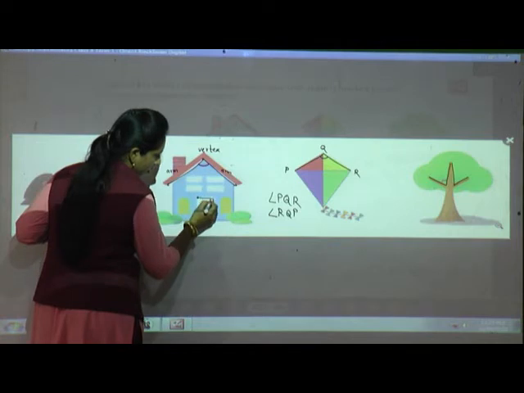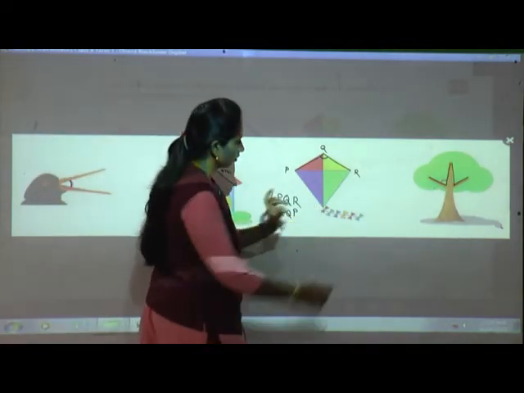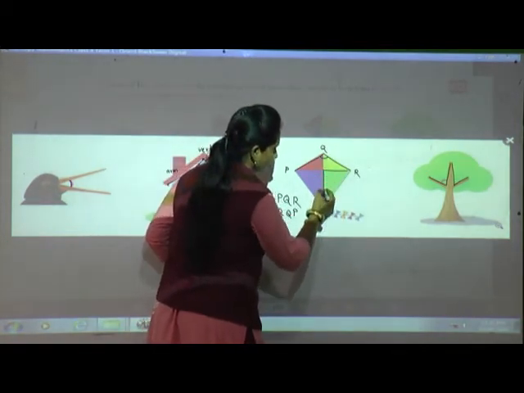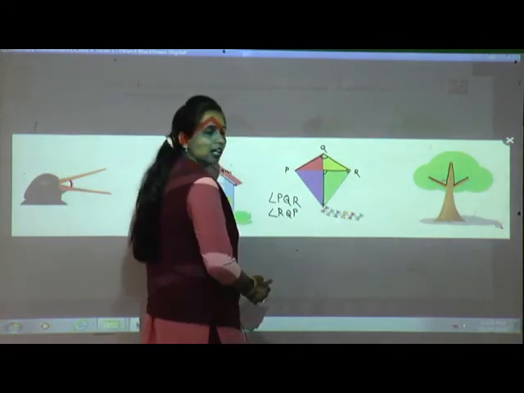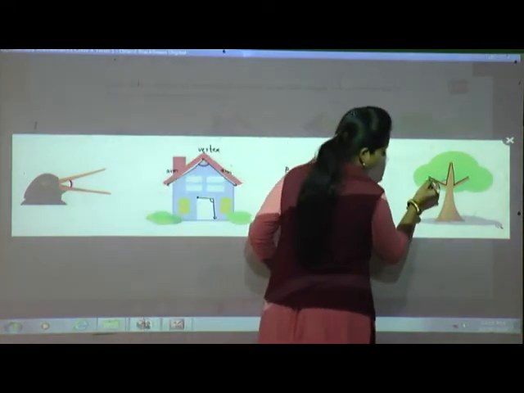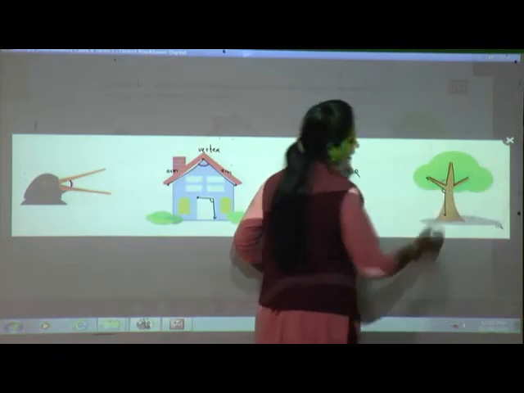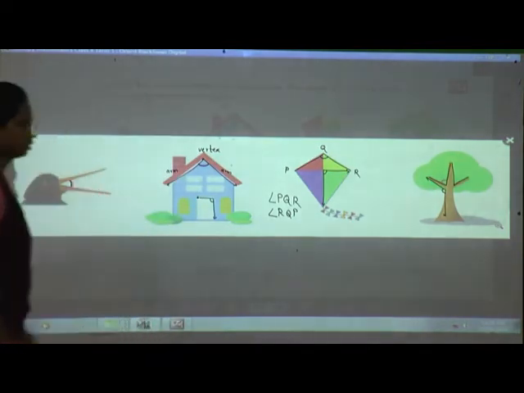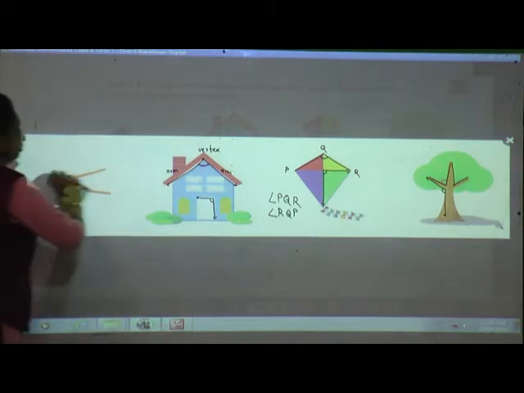This is also an angle, isn't it? Now here, can you observe? See, we can form one here also in this way, isn't it? See, here also one angle we can form in this way. Are you getting it? So think again how you can form the angles, and you can find the angles from these pictures. Okay? Yes.